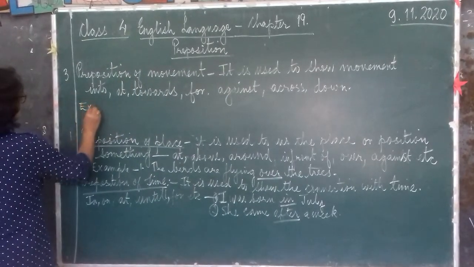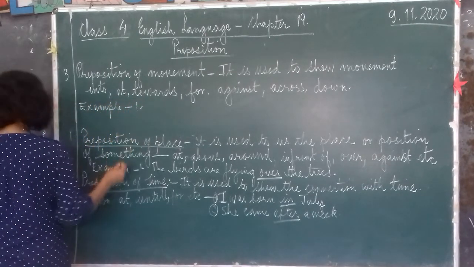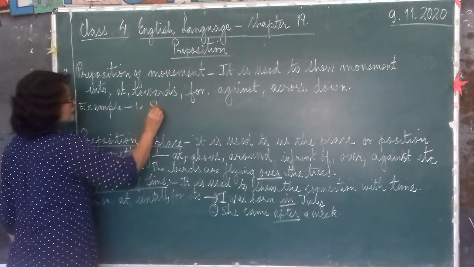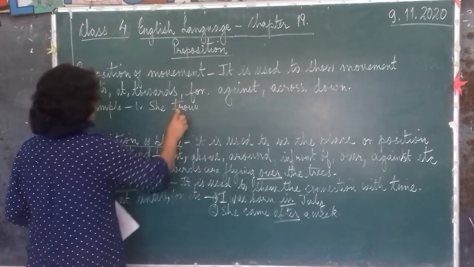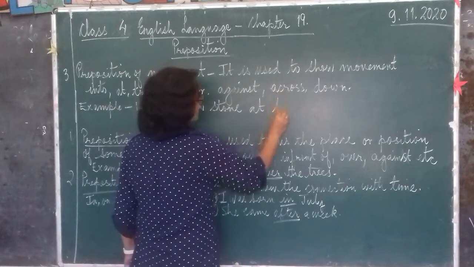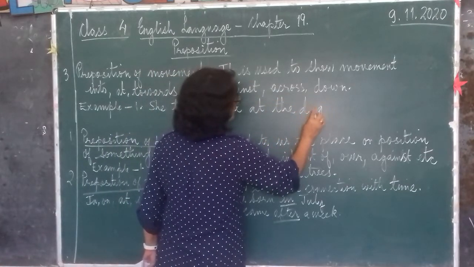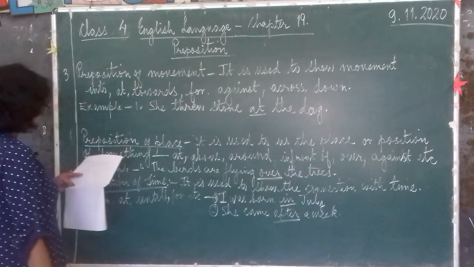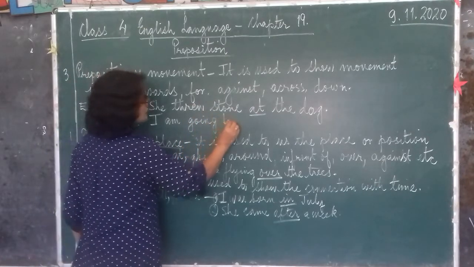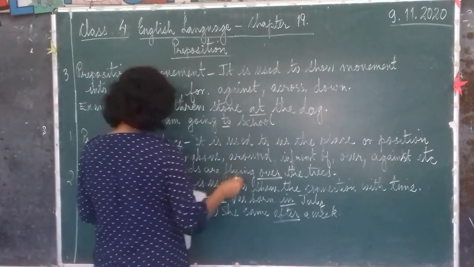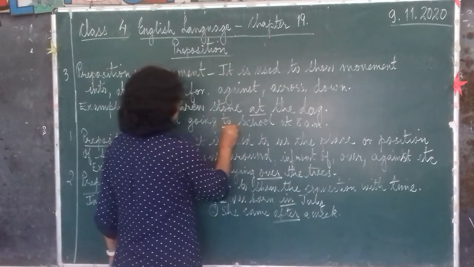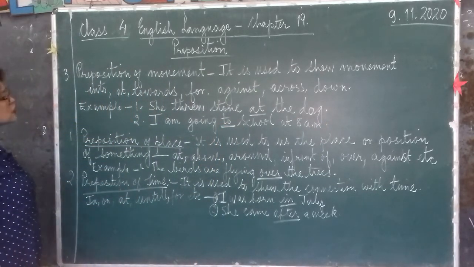Let me write an example here. She threw a stone at the dog. No, sorry. She threw a stone at the dog. At that moment, she threw a stone at the dog. Okay? At is a preposition. I am going to school at 8 a.m. You saw, children? So this is the preposition of movement.